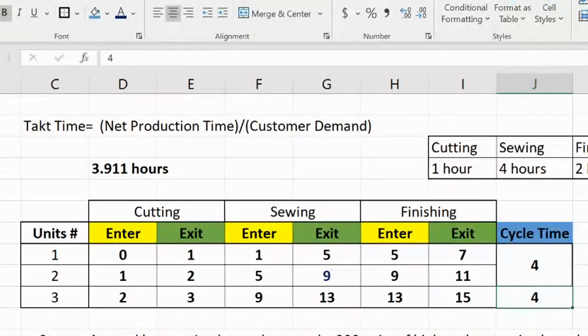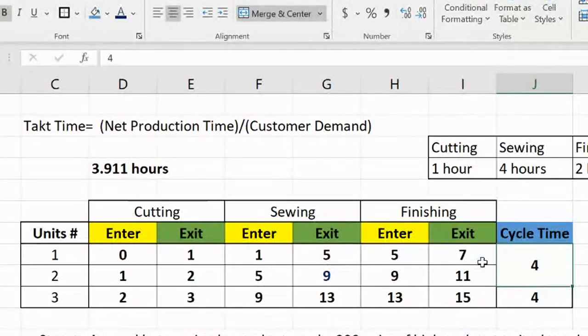So if the company goes at this rate, will it be able to meet the customer demand? You can see the takt time is 3.911 hours. So what does it mean? Takt time means the maximum hours you can take to finish a unit. And the cycle time here is 4 hours. So at this rate, the company will never be able to finish the customer demand in time. So the company needs some sort of changes here.